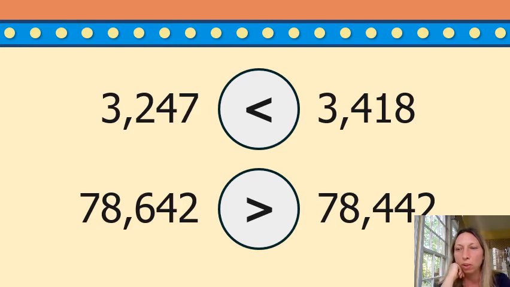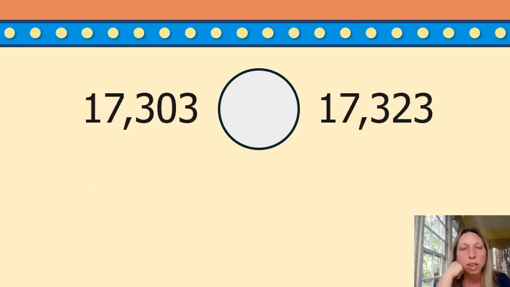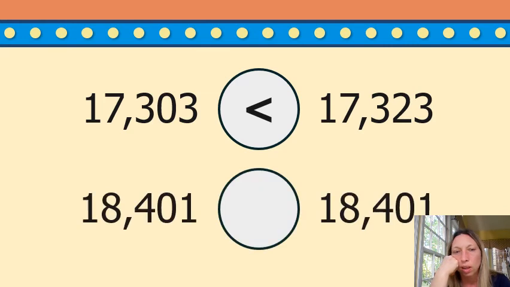Sorry, there's some background noise right now. All right, 17,303 and 17,332. The numbers are the same until you get to the tens place. There's a 0 and a 2, so that makes the second number greater. 18,401 and 18,401, those are the same number. We're going to put an equal sign.